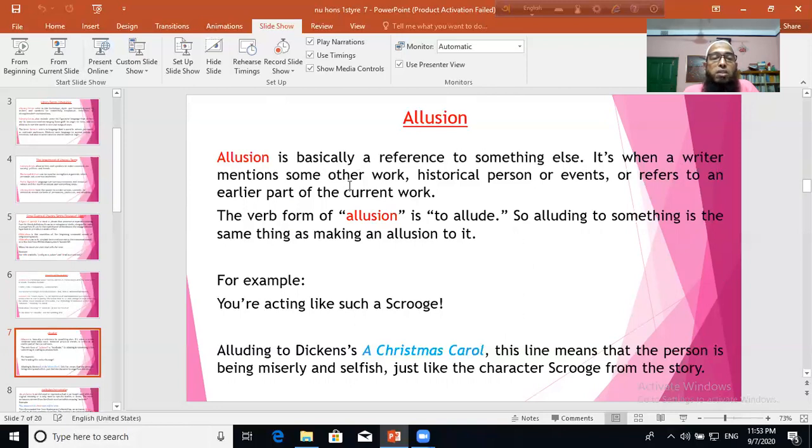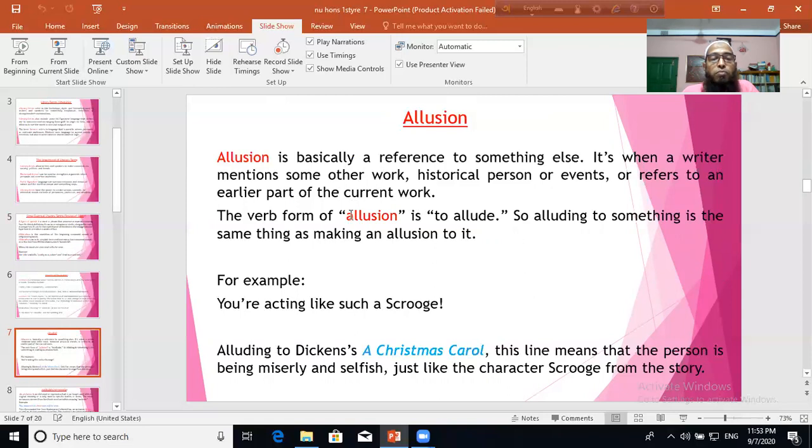It's when a writer mentions some other work, historical person or events, or refers to an earlier part of the current work. That means if a writer uses examples in his or her writing, or uses any other literary text or any historical events, that is a reference, and that is called allusion in the terms of literature.